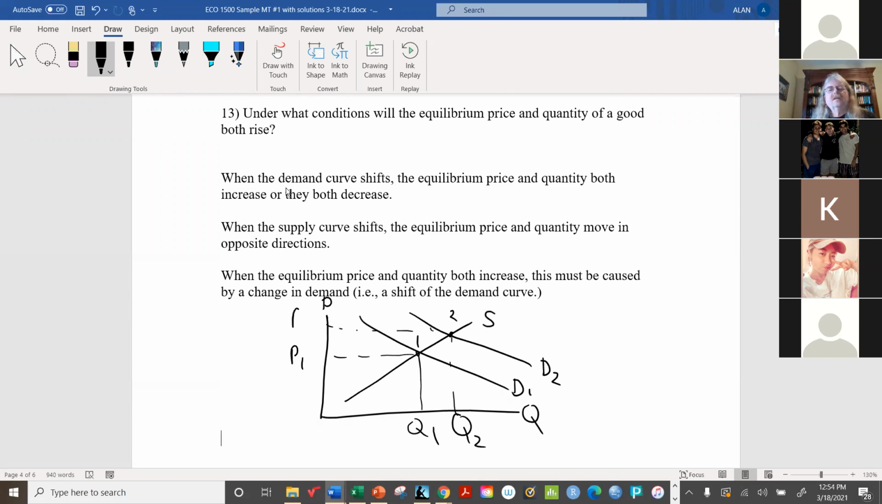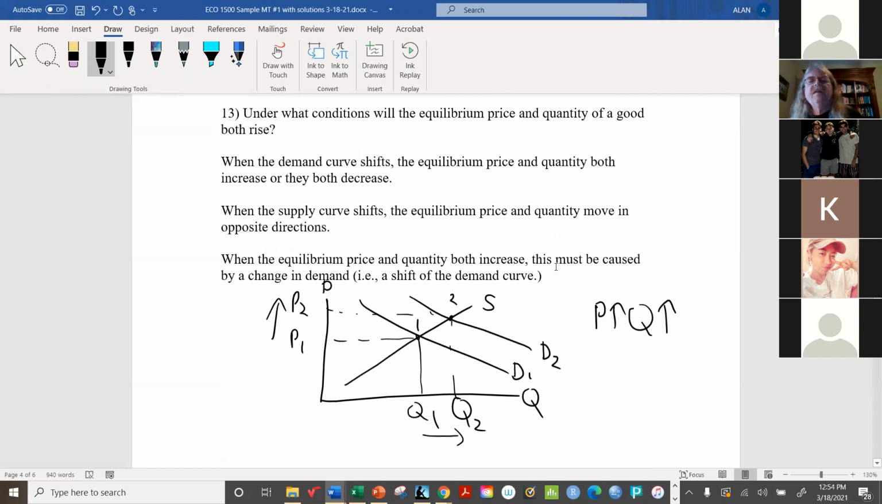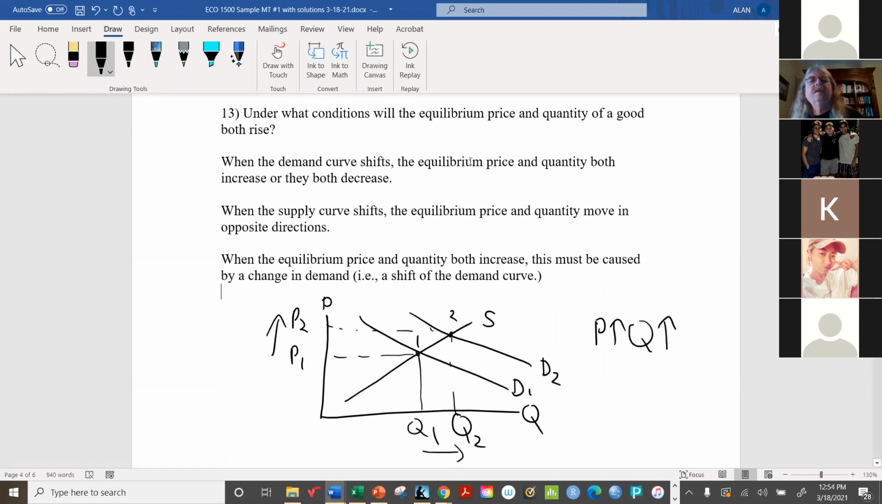Oh yes, it looks good. So the price went up and the quantity went up. So therefore, the correct answer to this question is, the question was, under what conditions will the equilibrium price and quantity increase? And the answer is when the demand curve shifts to the right. All right, that's really all you need to know.